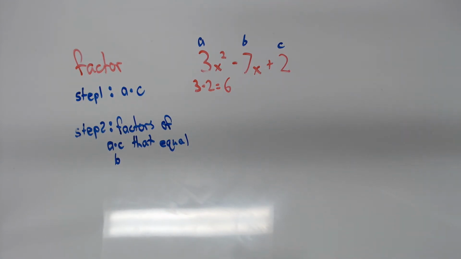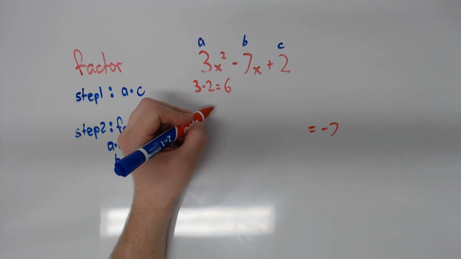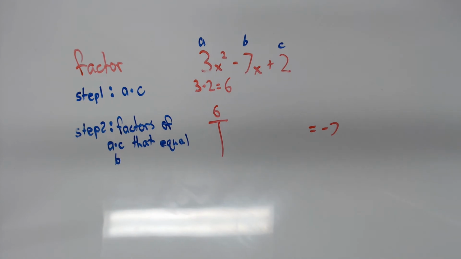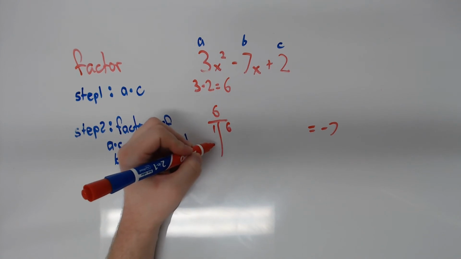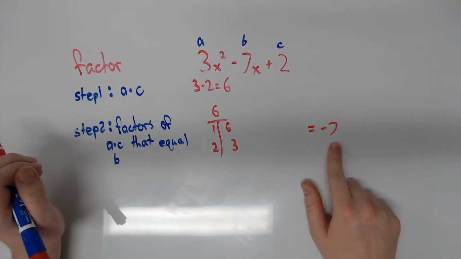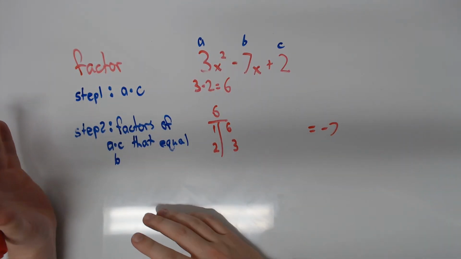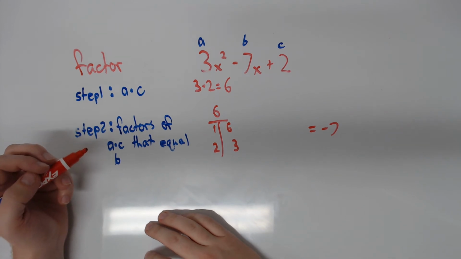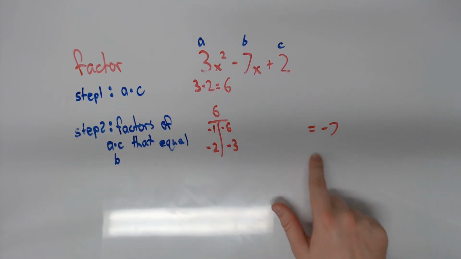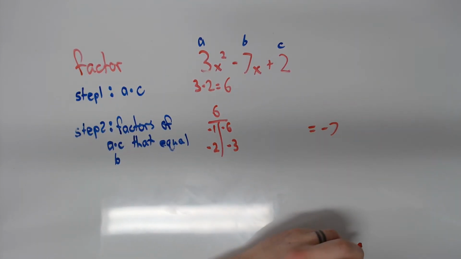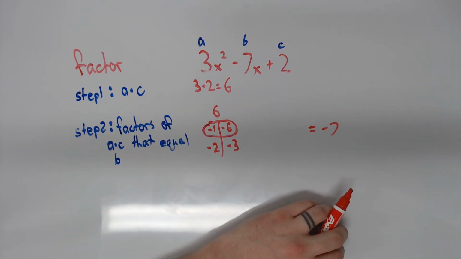Okay, so we're trying to look for factors that add up to -7 using the 6 we found for multiplying. Factors of 6 are 1 and 6, 2 and 3, that's it. But we need a -7. These are all positive numbers. So you have to be a little creative. A negative times a negative is also a positive. So if I make both factors negative, I'll get a +6, but now I can add up to a -7. So I'm going to go with this row. -1 plus -6 is -7.